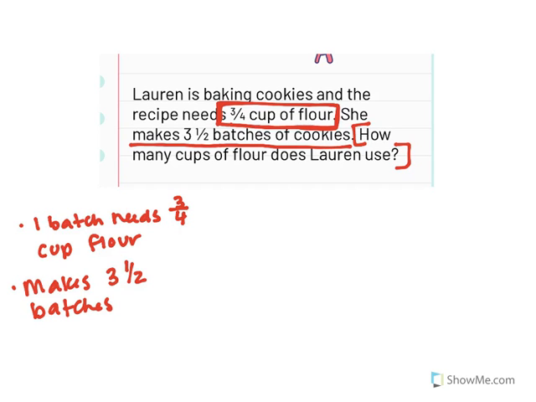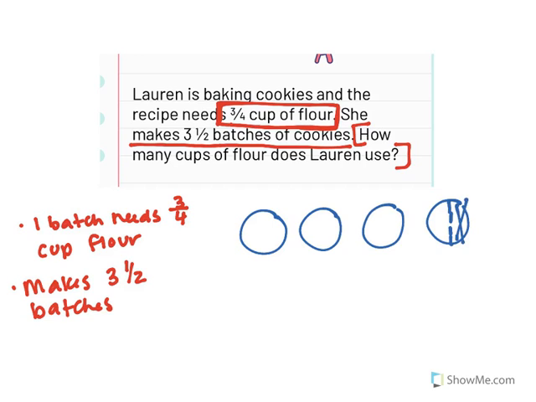All right, so we need to think about this. We know she's making 3.5 batches. So here's one batch of cookies, 2, 3, and then she has half a batch of cookies. Now, each batch requires 3/4 cup of flour. So 3/4 cup of flour here, 3/4 cup of flour here, 3/4 cup of flour here, and then 3/4 cup of flour here, but split in half because it's the half batch.